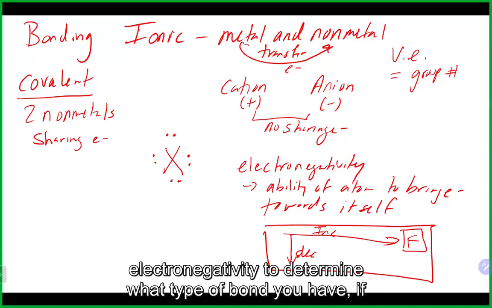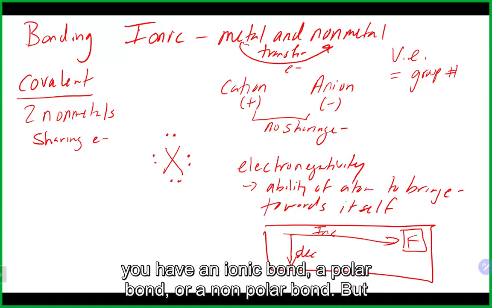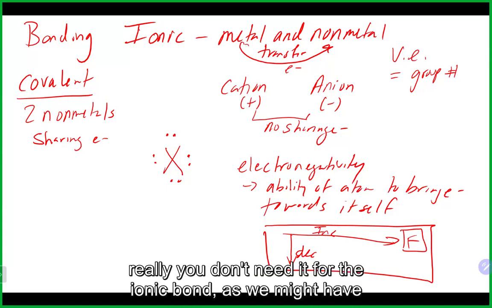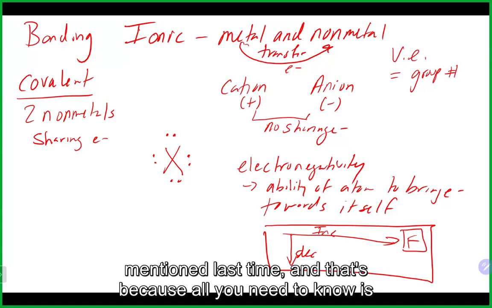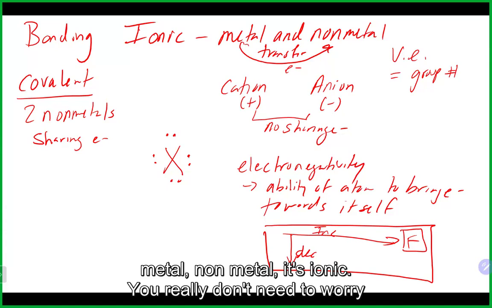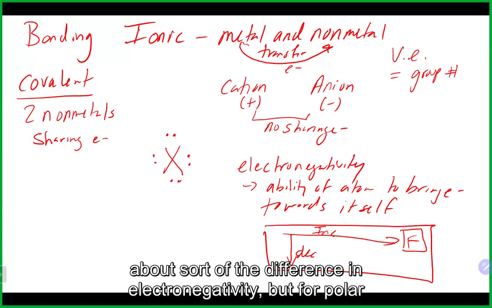You can use electronegativity to determine what type of bond you have, if you have an ionic bond, a polar bond, or a nonpolar bond. But really, you don't need it for the ionic bond, as we might have mentioned last time. That's because all you need to know is metal, non-metal, it's ionic. You really don't need to worry about the difference in electronegativity.